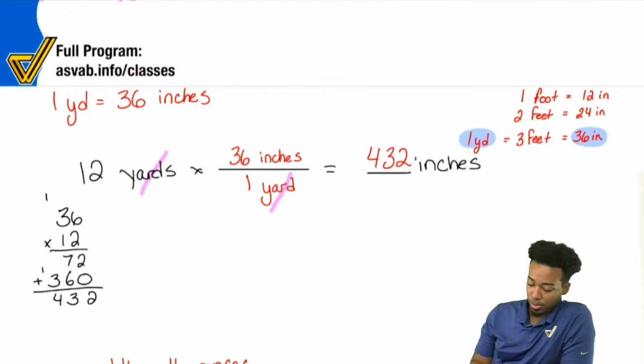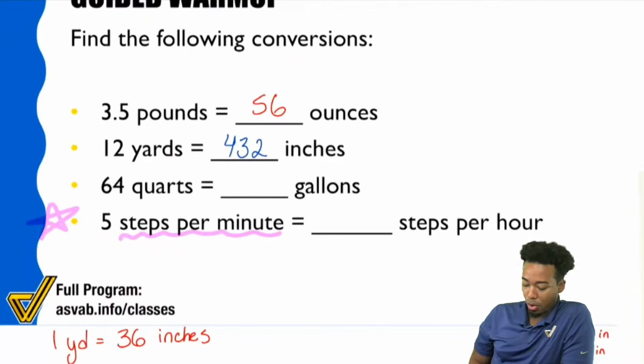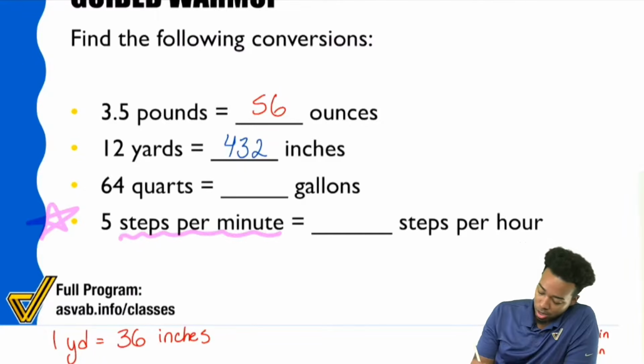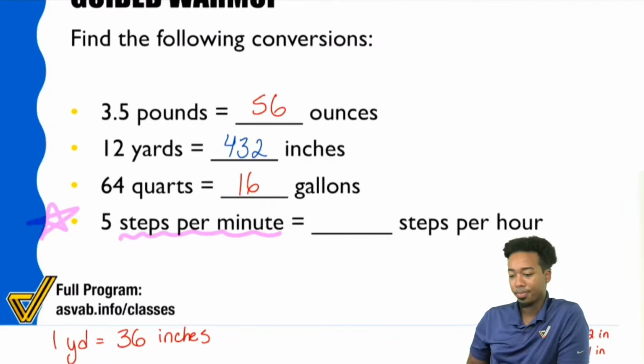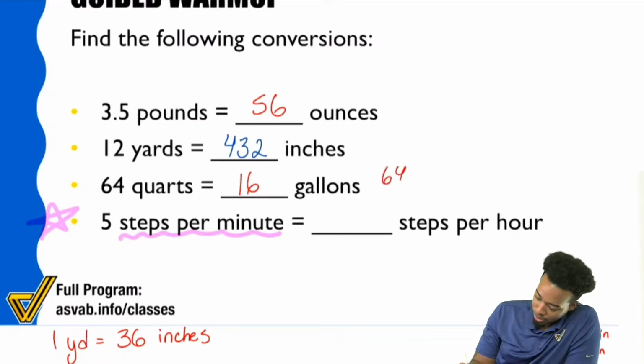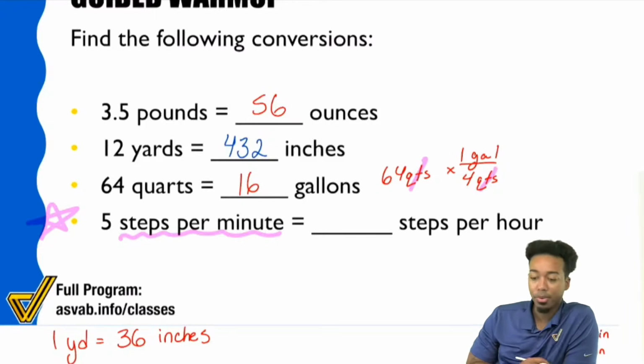Now, coming up here, the next one, 64 quarts equals how many gallons? Here, we had to divide by 4. 64 divided by 4. That's the same thing as dividing by 2 twice. 64 to 32, 32 to 16. Answer is 16 gallons. So that one was just a simple division by 4. The way we would have gotten there, 64 quarts times 1 gallon per 4 quarts to cancel that out. So divide by 4.